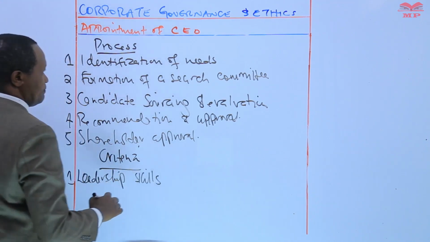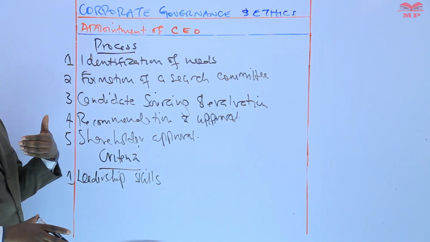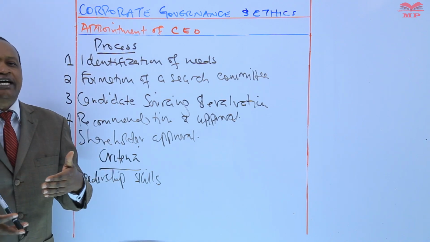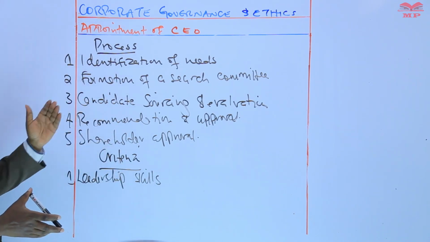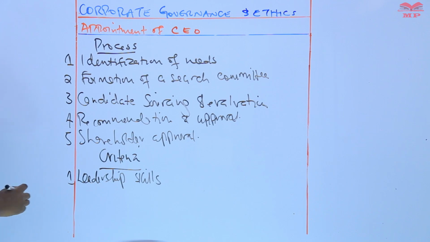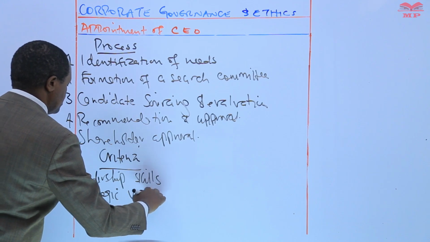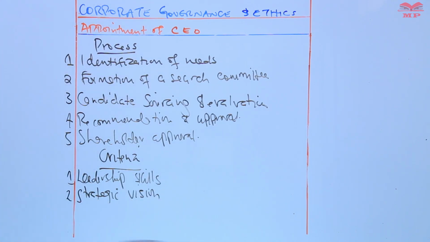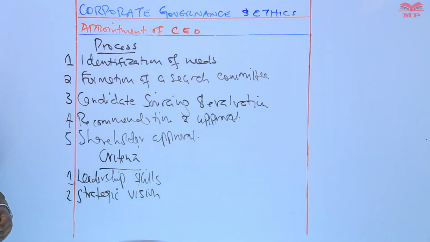The search committee must consider the leadership skills of the CEO. The CEO should possess strong leadership qualities, including the ability to inspire, the ability to motivate employees, the ability to build a high performing team, and also to make difficult decisions. Number two, strategic vision. The CEO should have a clear vision for the company's future and the ability to develop and execute strategies in order to achieve the vision.